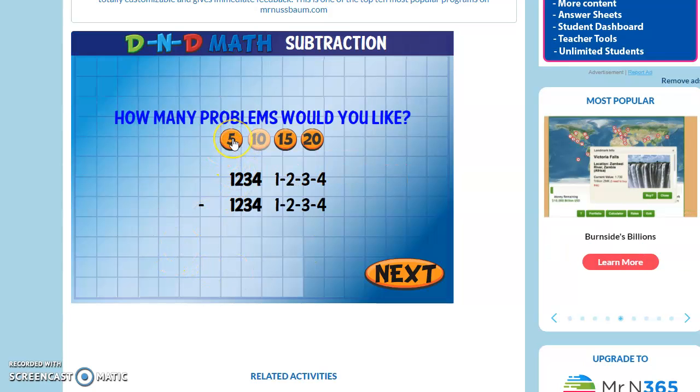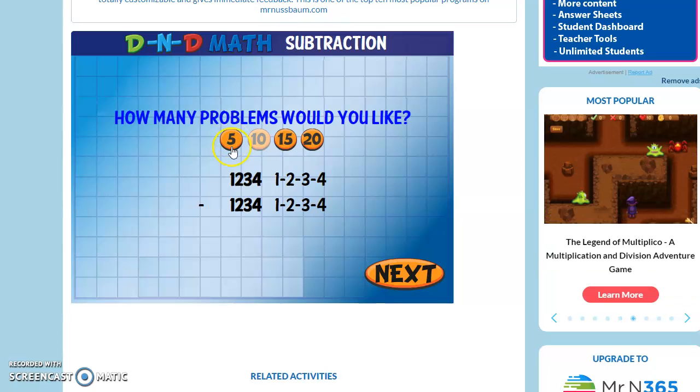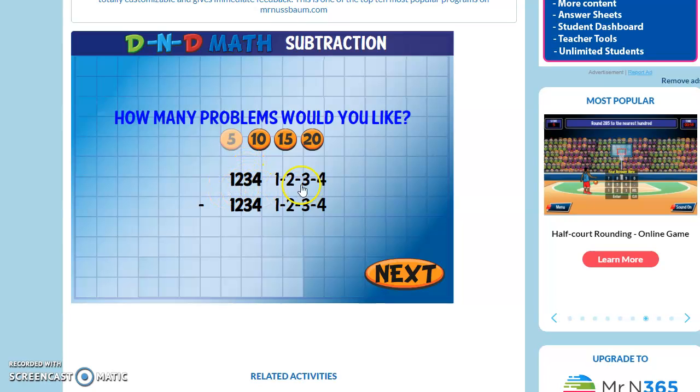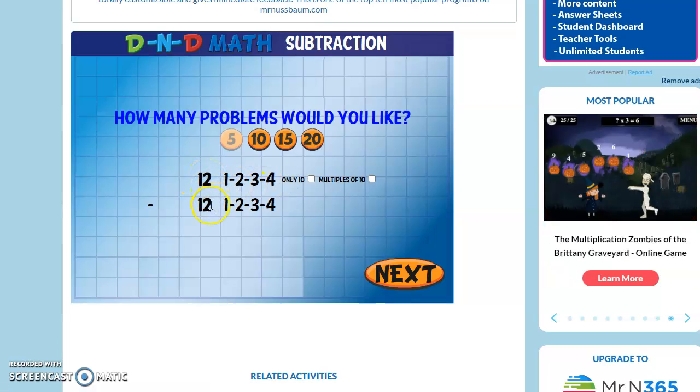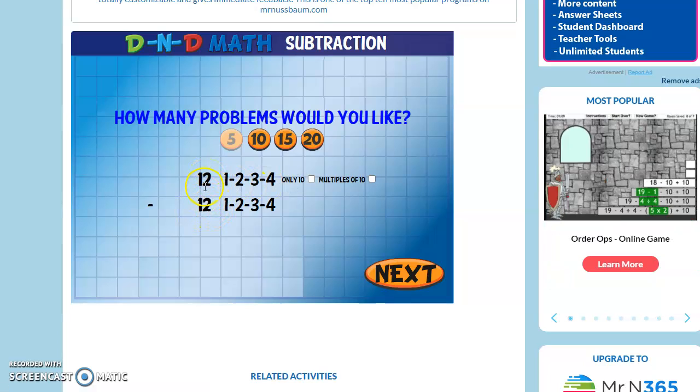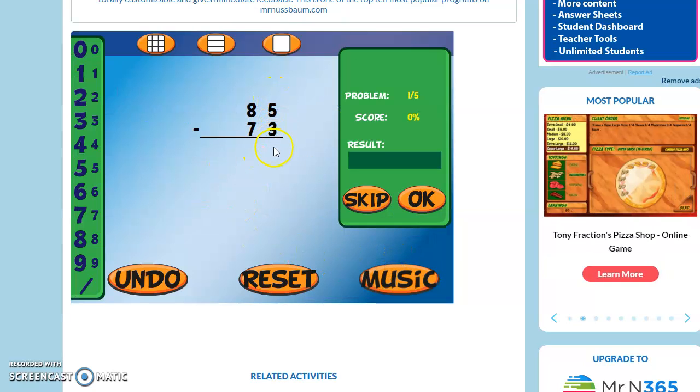We're just going to say we want to do 5 problems. So you need to pay attention because this is what you're going to do. You're going to click on 5. And then I want you to do, why don't you start with 2-digit minus 2-digit. So that's what it should look like when you're on here.